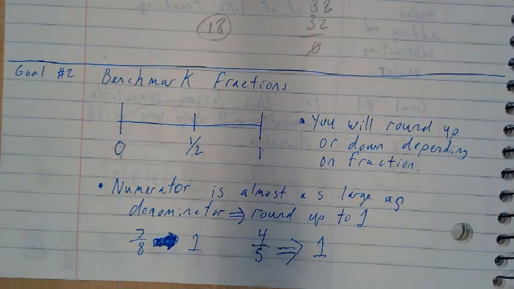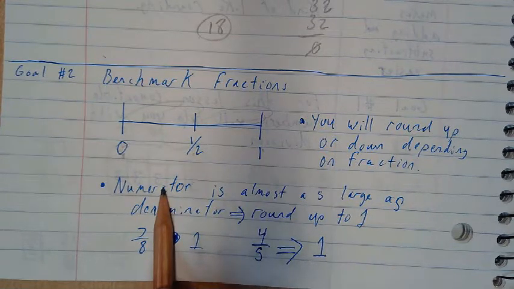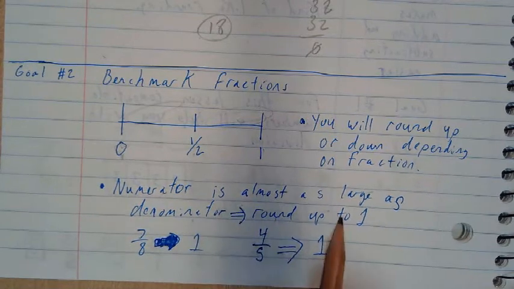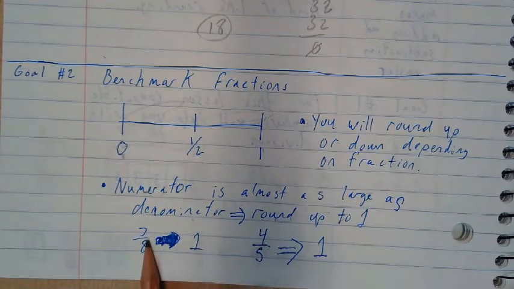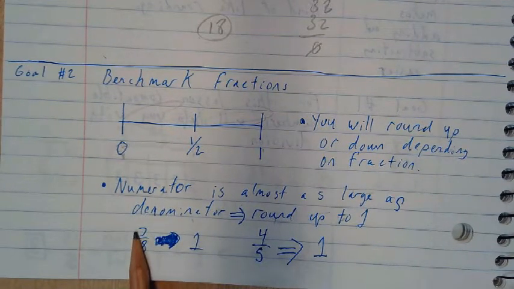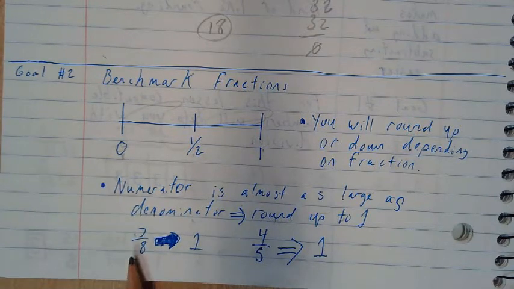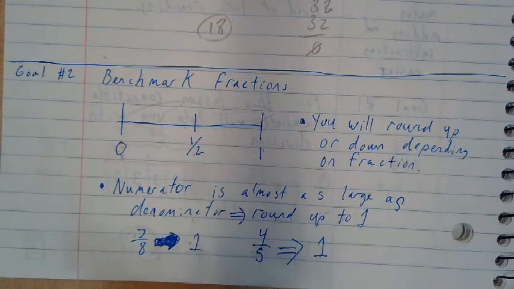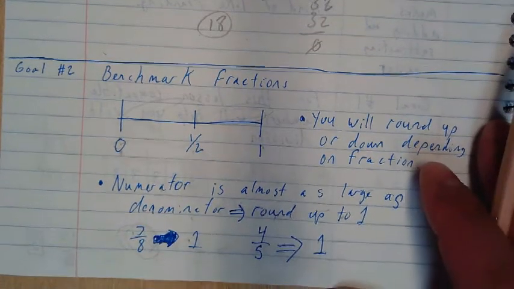Now there's 3 things to look at to realize. If the numerator, which is the top number, is almost as large as the denominator, you round up to 1. Some examples. 7/8. Well, the numerator is just 1 away from the denominator. Pretty close. You can kind of see it in your head. This is almost the whole thing. So that's pretty close to 1. Again, we're estimating. It's not going to be an exact answer, but it's pretty close.